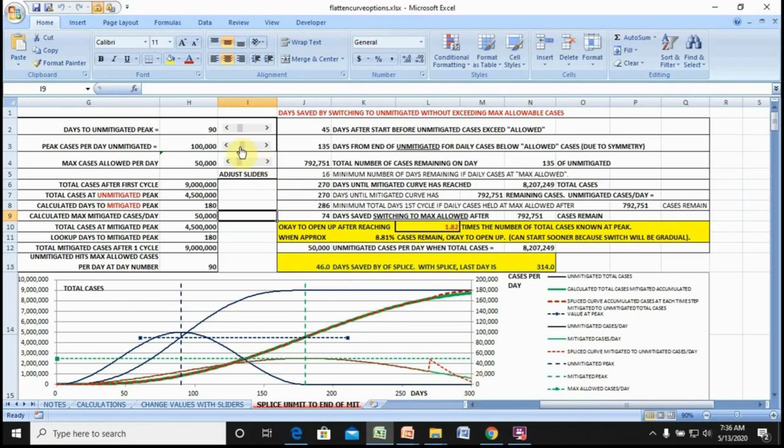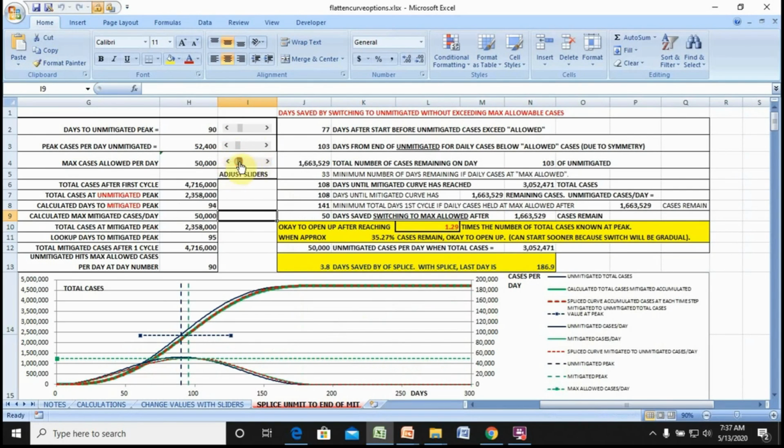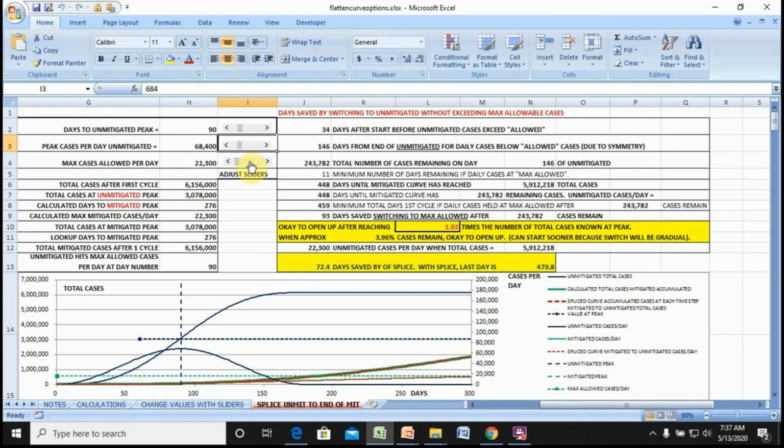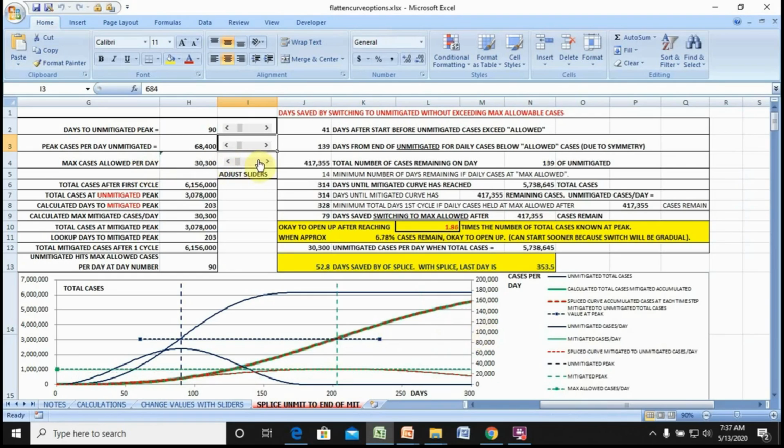That's how it works. If I change the peak cases per day unmitigated, I've rigged it so the max cases per day mitigated can't be greater than the unmitigated. That wouldn't make any sense. Now as I move this down, see, if you don't allow very many cases, your hospitals can't handle it. This could take like forever.